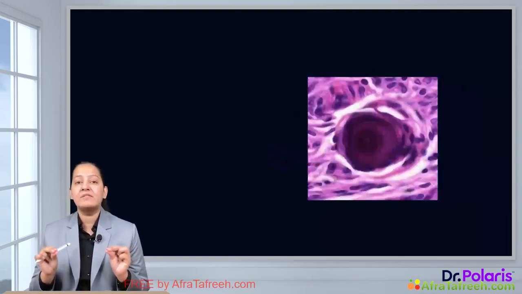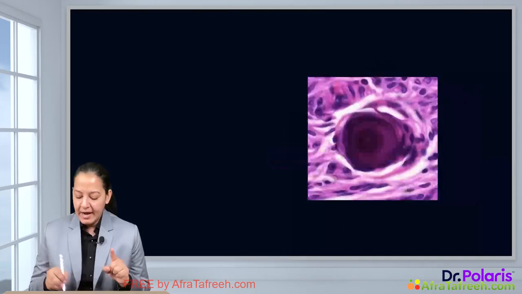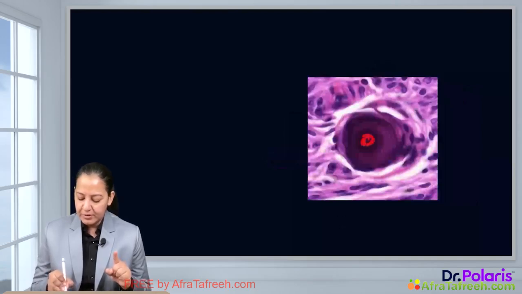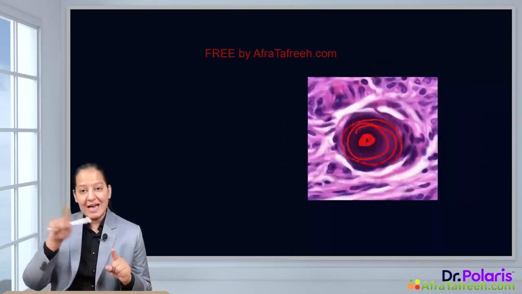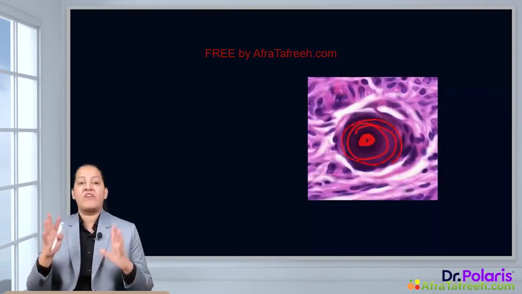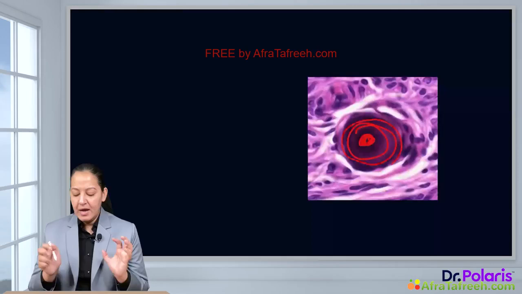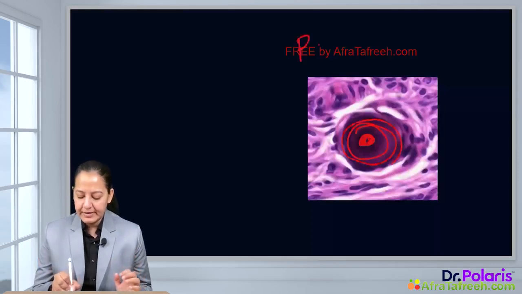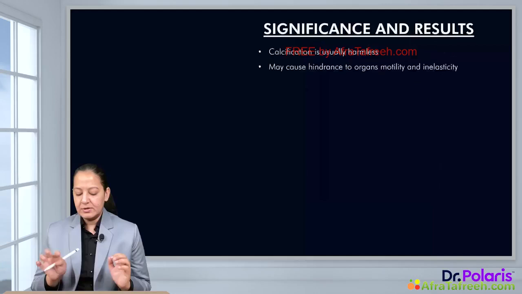This is the diagram of a Psammoma body or a pearl. In the center, there is deep blue deposition and it is forming concentric rings. This concentric ring of calcification looks like a pearl. It is known as Psammoma body. Psammoma body is the pearl of the calcium.